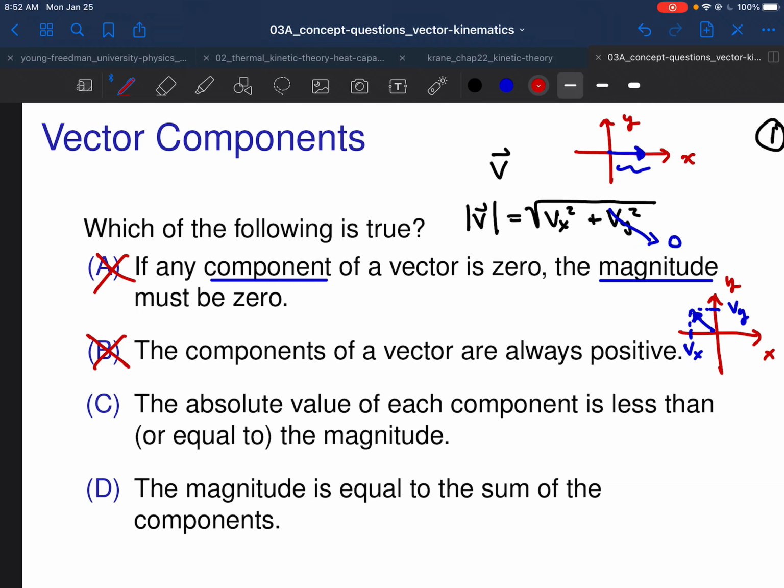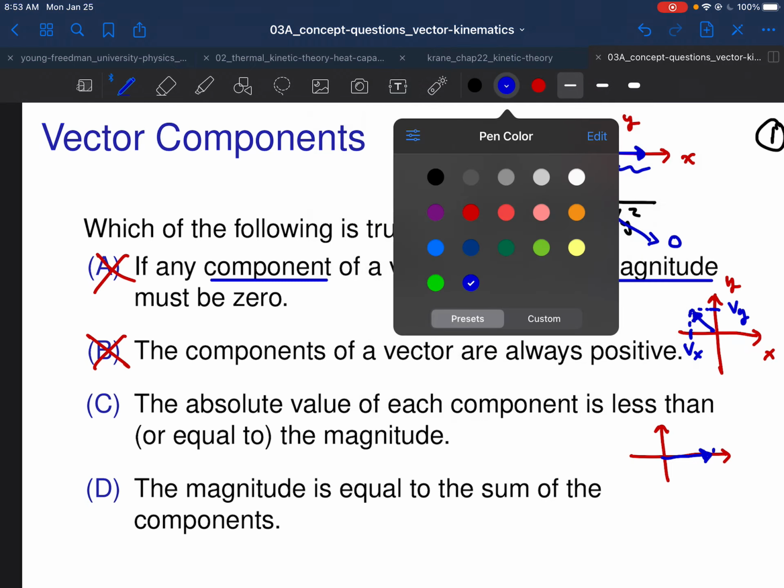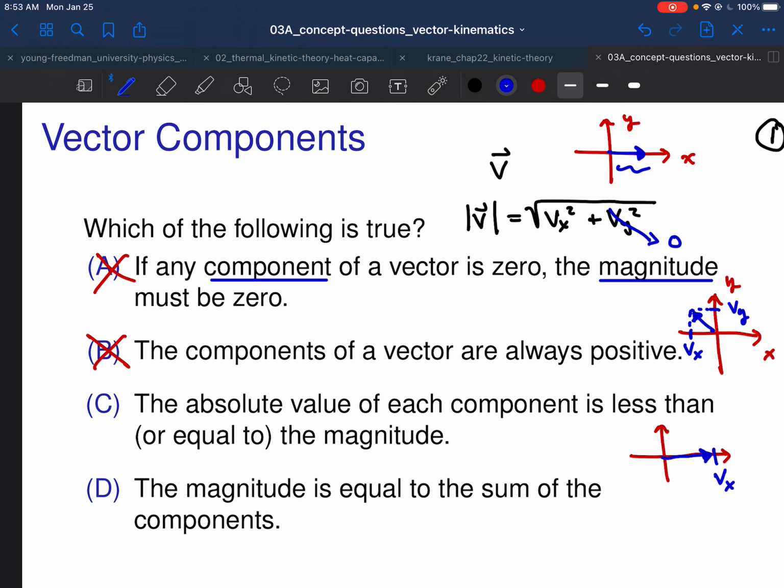The absolute value of each component is less than or equal to the magnitude. Well, let's take a look at it. So is it possible that we get a component which is greater than the magnitude? Well, I don't think that that's possible. So let's imagine that our vector sits only along one axis, then its only non-zero component, Vx, would be equal to its magnitude. You can see that, right? The length of the vector is exactly equal to this number right here.